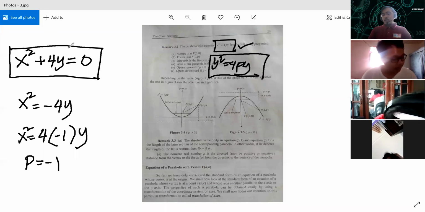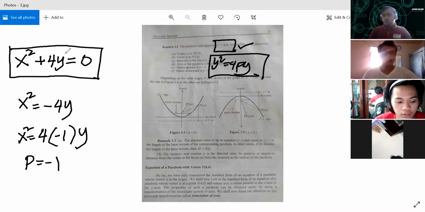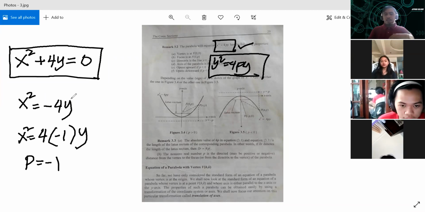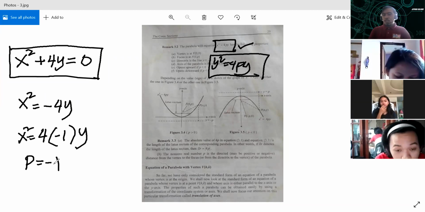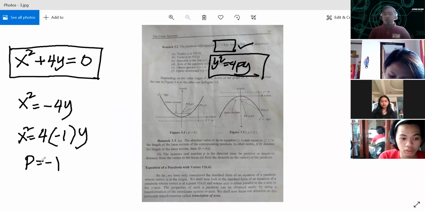Remember, the graph is either opening upward or downward. Since this is negative, obviously it is opening downward. Very good. It should be a parabola that is opening downward.